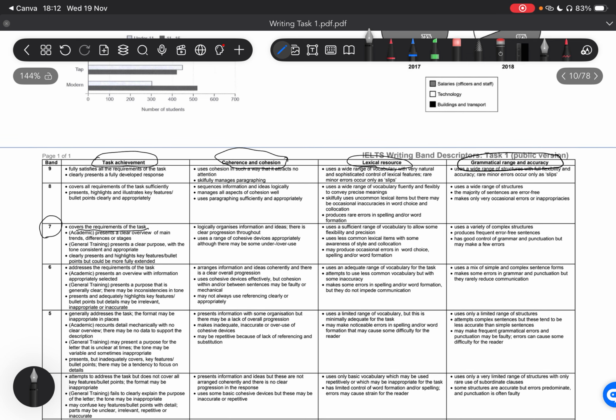For an academic, you present a clear overview. We'll learn about the overview when we learn about each of the different tasks separately. It is an essential part of a report in the IELTS. Of main trends, differences, or stages. Also, you clearly present and highlight key features or bullet points, but could be more fully extended.